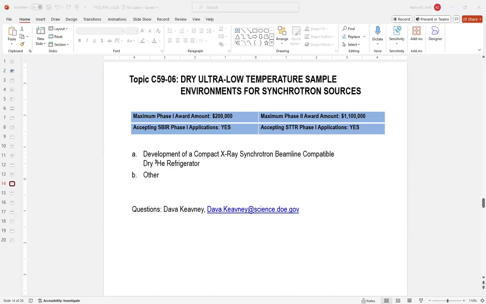The system should not be a redesign of an existing system with X-ray windows, which does not address the need to increase the cooling power at the sample position to handle beam heating, because when the sample is illuminated by, basically hit by the X-ray beam, it will actually create heating.